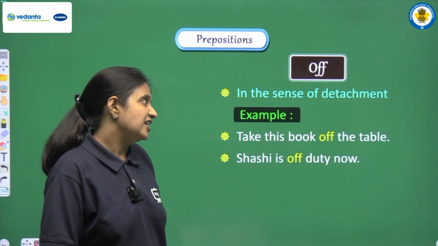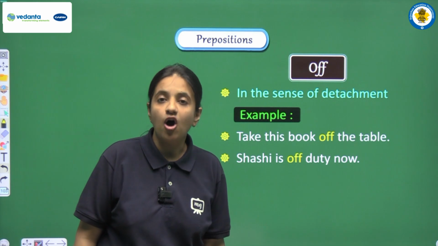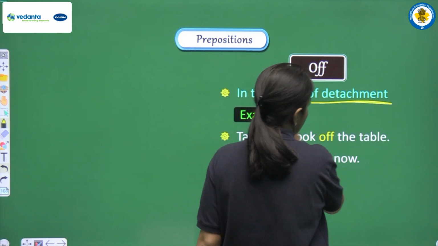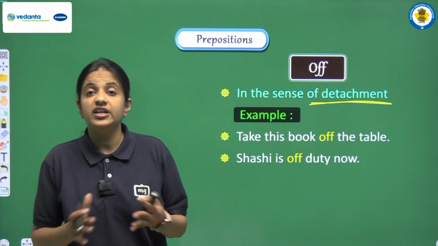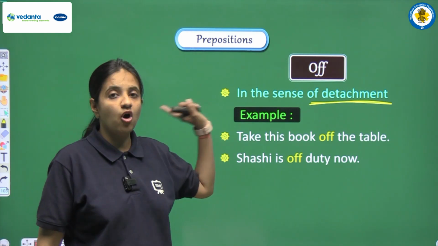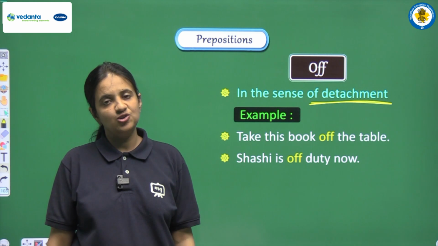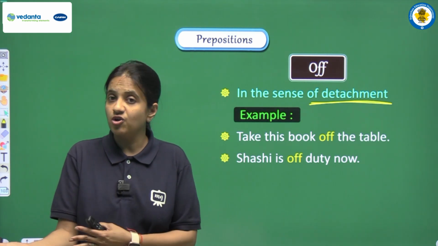Okay. Next preposition we are having is "off". So let's see, it is used in the sense of detachment. So whenever we are talking about detachment, then we can use off. Let's see the example. Take this book off the table. So you know, we are saying that remove this book off the table.